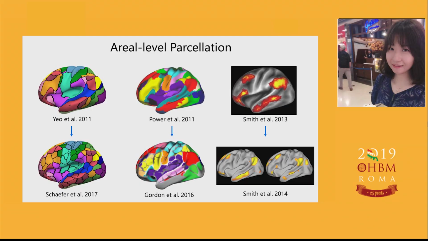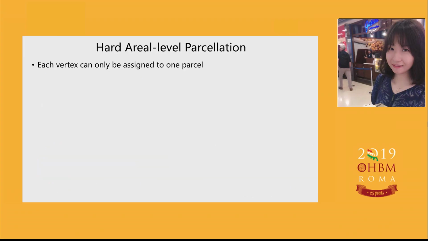Here I'm showing you another three examples of area-level parcellations, and we can see that each of the large-scale networks at the network level can actually contain multiple cortical areas in the area-level parcellation. Again, we can group the area level parcellations into hard and soft parcellations. For the hard area level parcellation, each vertex can only be assigned to one parcel. We can apply clustering techniques such as mixture models and spectral clustering to estimate the hard area level parcellation.